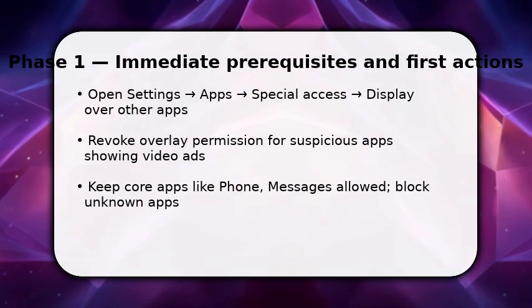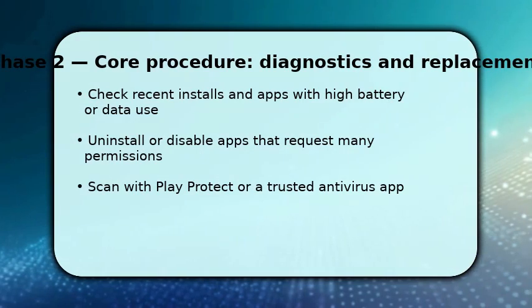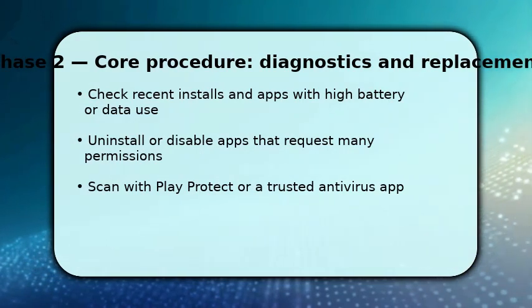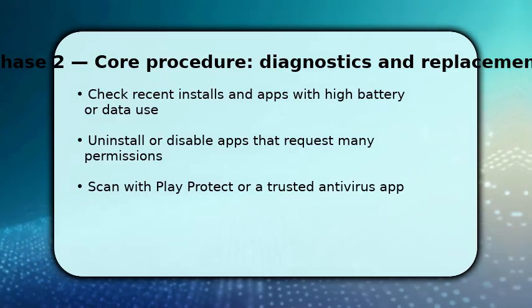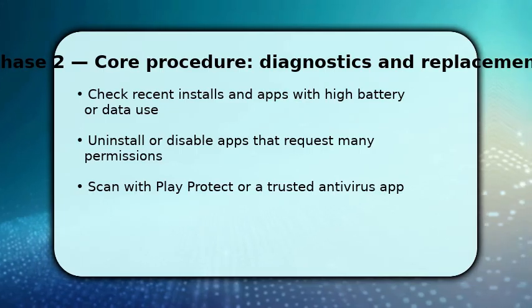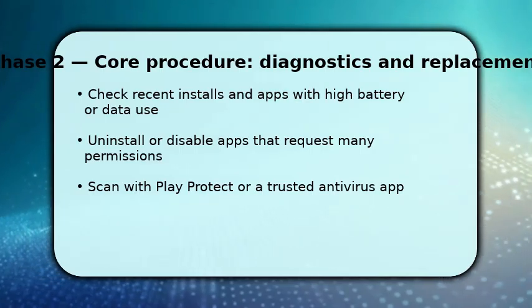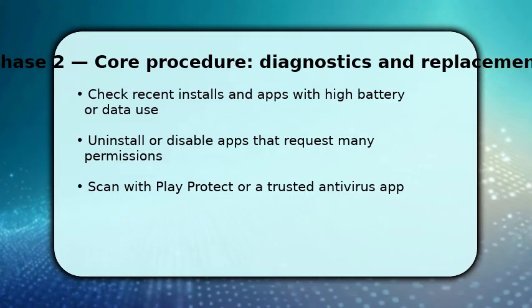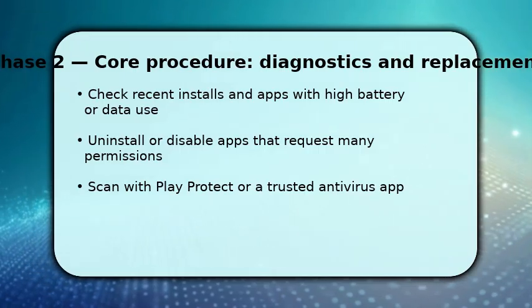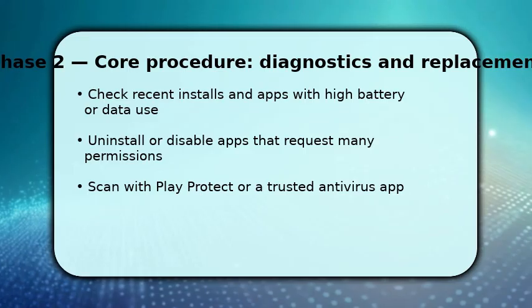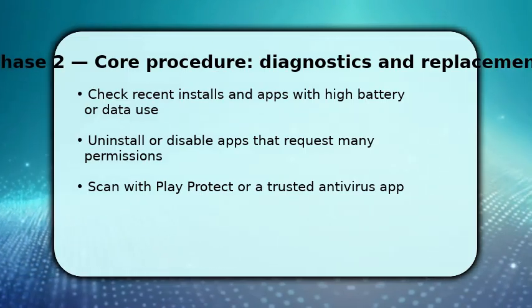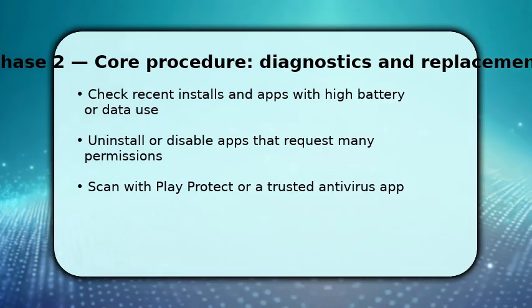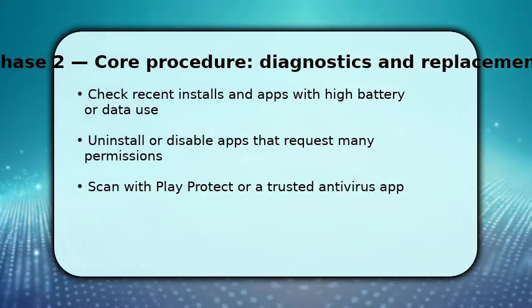Next, you identify which app is serving those video ads by checking recent installs and apps using a lot of battery or data. Adware often spikes resource use. Uninstall or disable any app that requests excessive permissions like draw over other apps, notifications, or accessibility without clear need. Once done, run Play Protect or a reputable antivirus to scan for hidden ad modules. If you find multiple offenders, remove them all and reboot so changes take effect.